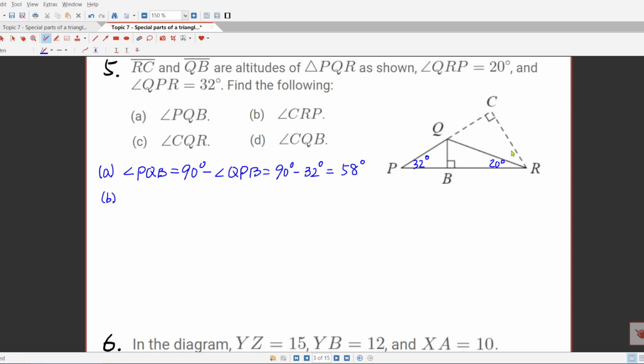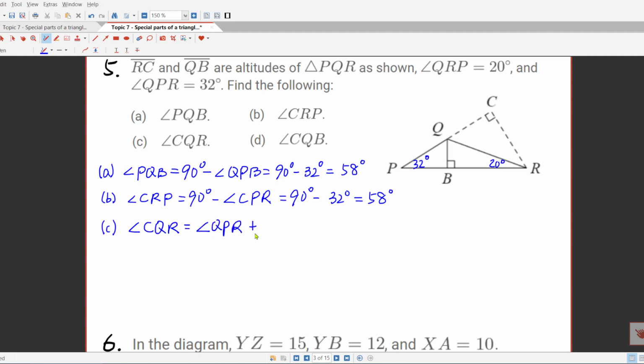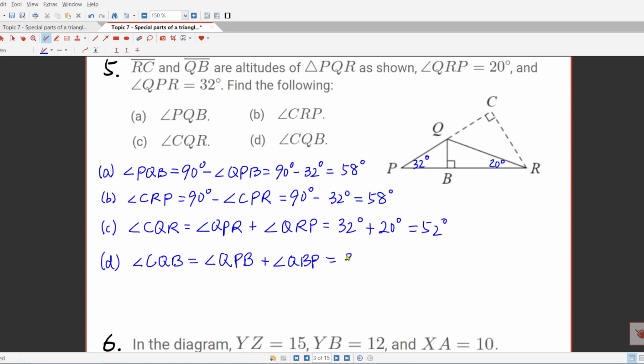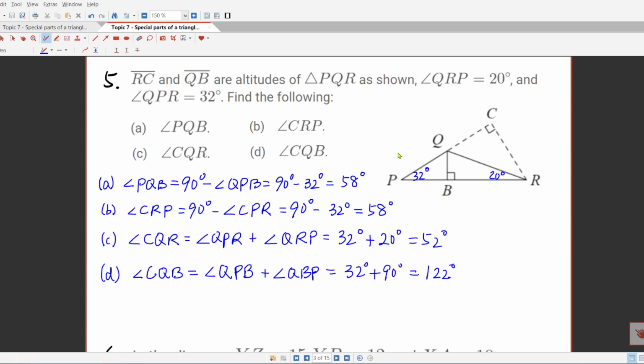And for question B, CRP, again, this is not difficult. Angle CRP equals 90 degrees minus angle CPR, which is 90 degrees minus 32 degrees, which is also 58 degrees, right? For question C, angle CQR equals angle QPR plus angle QRP, right? And this gives us 32 degrees plus 20 degrees, which is 52 degrees. For the last question, angle CQB equals angle QPB plus 90 degrees, which equals 32 degrees plus 90 degrees, which is 122 degrees, right? Okay, have a look at the solution here. Any questions, just let me know, okay?